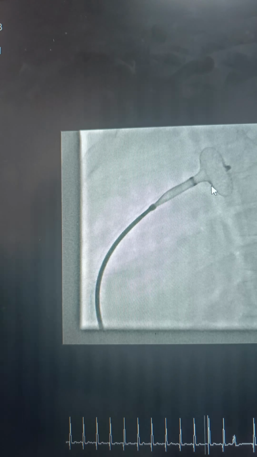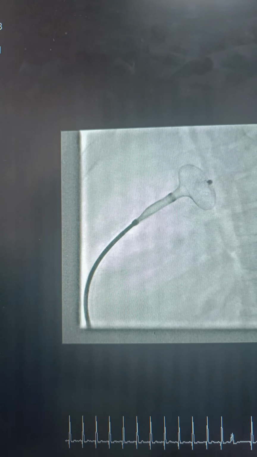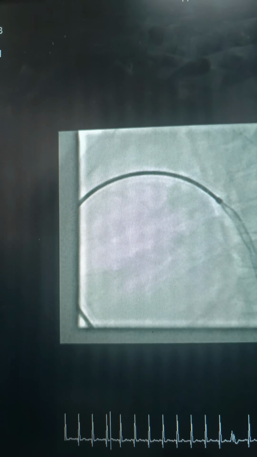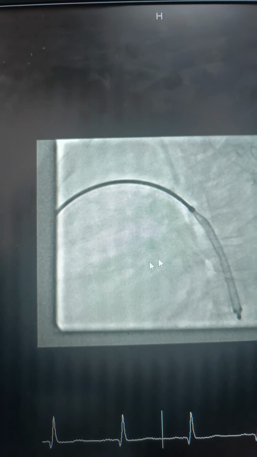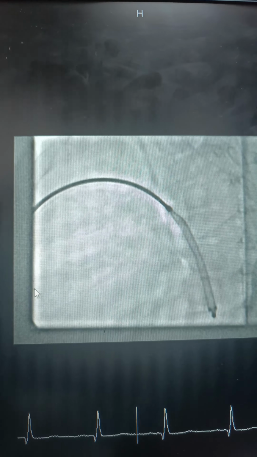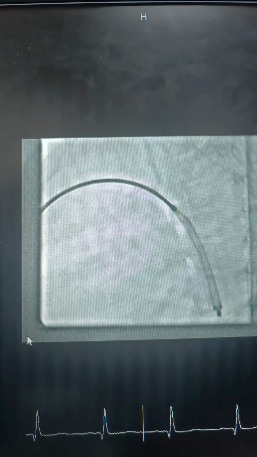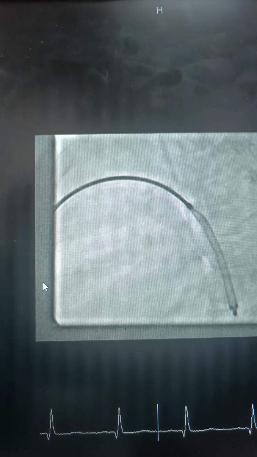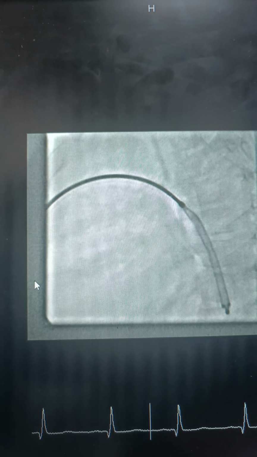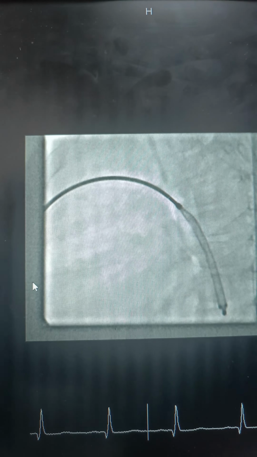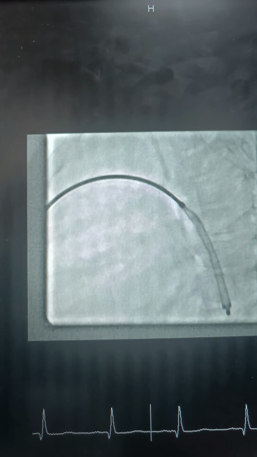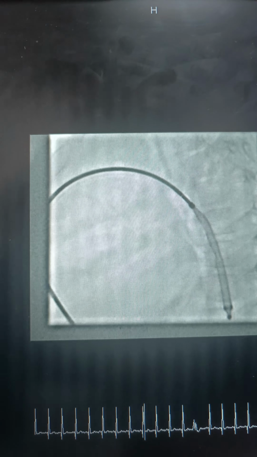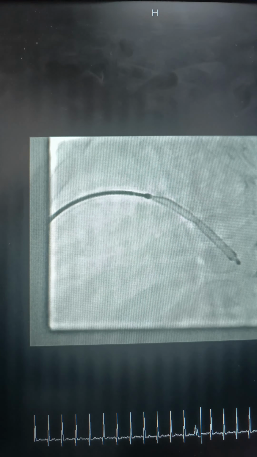Yes, sir. That shot? From where you started? Yeah. Yes, this one. So this is a sheath, 10 French sheath. The course is from the right femoral vein to IVC to RA to RV across the pulmonary valve to MPA to LPA to PDA to descending aorta. So now the tip is in the descending aorta.